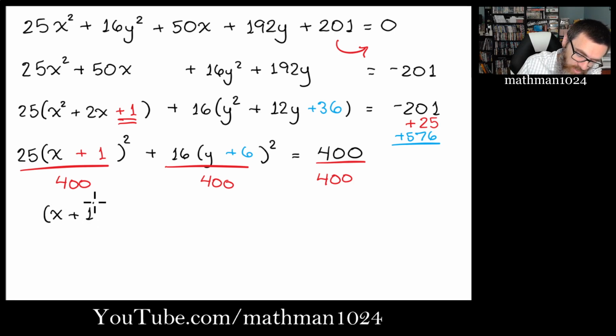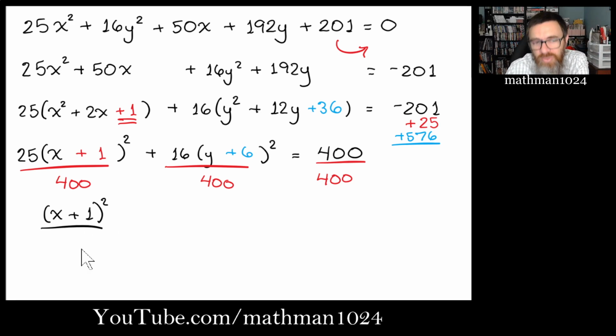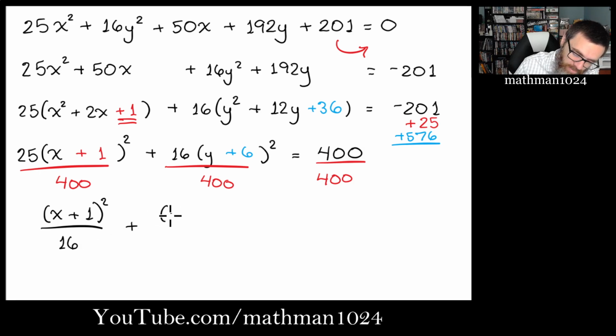So I have x plus 1, quantity squared, over, now when we simplify 25 and 400, 25 goes into both of them, so you get 1 in the numerator, and we get 16 in the denominator. And over here, we have y plus 6 squared. 16 goes into 400, 25 times, and then we have is equal to 1.